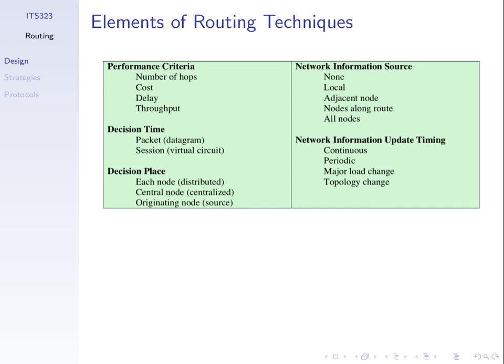So when do we decide which path to take? And who decides which path to take? Different approaches. Then the last two are about how do we get updates of the network topology and the link costs. How often we get them, and where do we get the updates from?